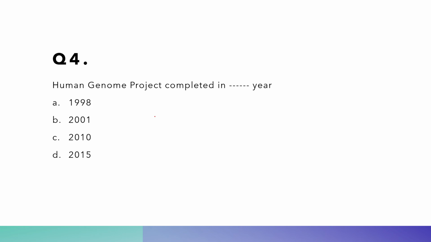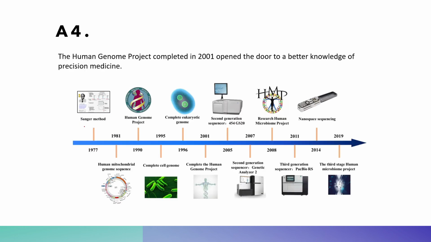Okay, so now you got your answer right. I guess everyone answered correctly. That is 2001. Let's talk about it. The Human Genome Project was completed in 2001 and opened the door to better knowledge of precision medicine. Here you can see how, in this flow of time, personalized medicine has evolved.